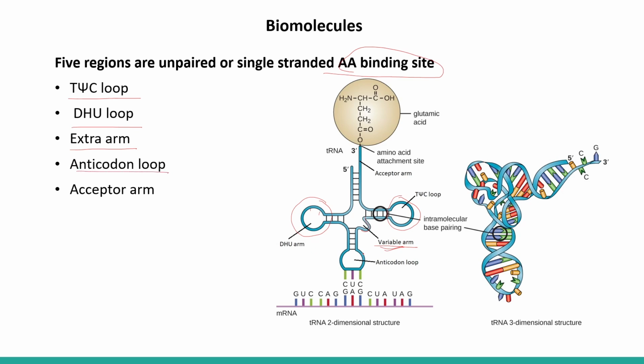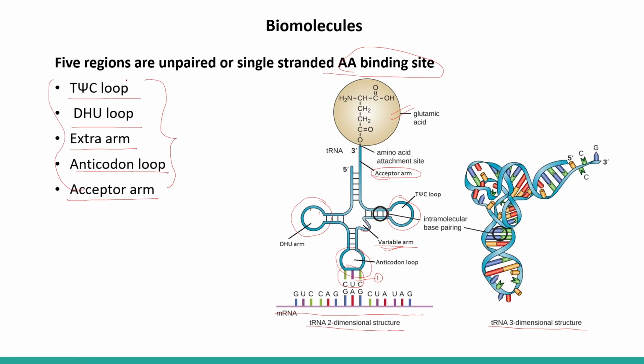Anticodon loop. This is very, very important. Here, this is the mRNA molecule, and this anticodon loop pairs with a codon of 3 nitrogenous bases. Now this codon is very specific to the attached amino acid here. Okay, acceptor arm. So this is the acceptor arm. This is the 3-dimensional structure of the tRNA, and this is the 2-dimensional structure of the tRNA. So these are the different structural features we can see in the tRNA molecule.